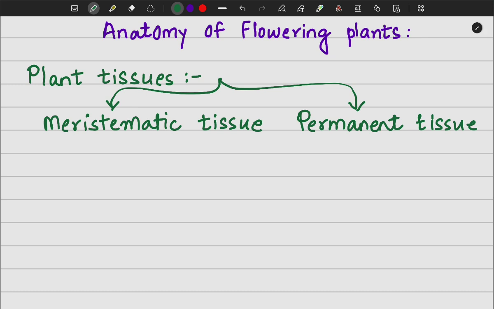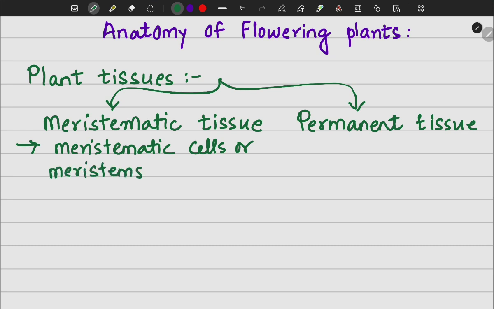The meristematic tissues are those tissues which are present at those parts of the plants which are actively dividing and are responsible for the growth of the plant. So these meristematic tissues have special type of cells which are actively dividing and producing new tissues. So these cells are called meristematic cells or meristems. These cells are generally found in the regions which are growing.